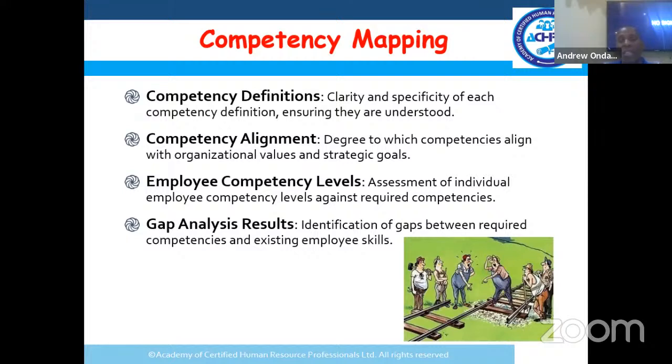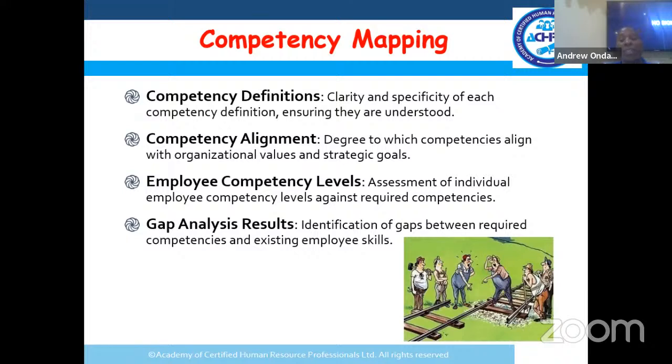Secondly, we are talking about alignment. And as I have indicated, this is the degree to which a person's abilities and competencies are related to organizational values and goals. Values touch on culture. Culture has aspects like what I mentioned yesterday. One, the values. Two, the norms. Three, the beliefs. Four, the stories. Five, artifacts. Six, leadership, among others.